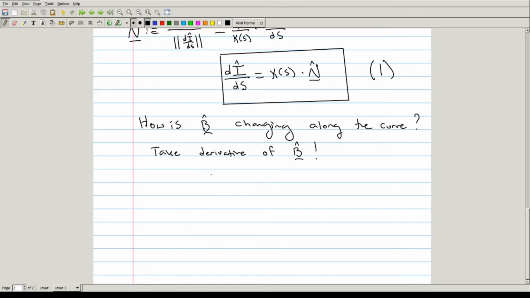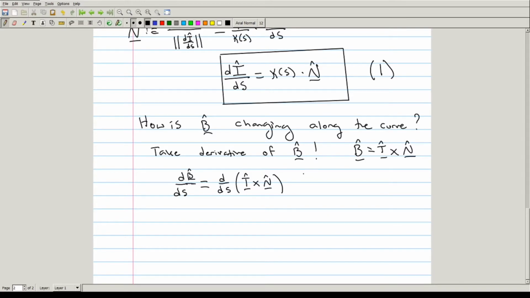Right, this is the best way to find the rate of change of the binormal vector as we move through the frame. To do this, we have to remember the definition of b. B hat was defined as the cross product of the unit tangent vector with the unit normal vector of the curve. So the rate of change of the binormal vector, dB hat/ds, with respect to arc length, is the s derivative of the cross product of t hat and n hat.